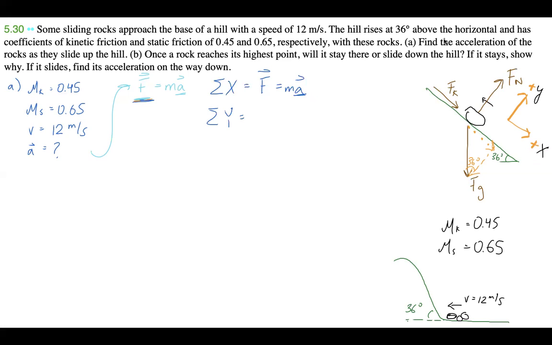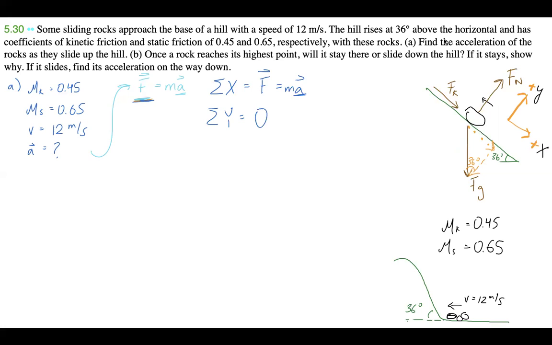Because remember, the rock is accelerating in this x direction, whether it be negative x or positive x. How do we know that? Because it's changing speed, right? And then we know that the y direction is going to be 0. How do we know that it's 0? Because this rock isn't really experiencing any motion in the y direction, up or down. But in the x direction, it is.